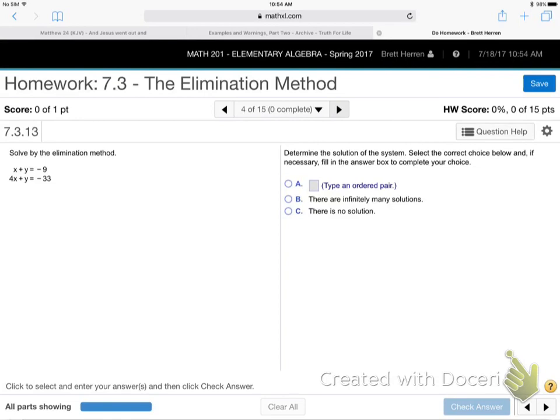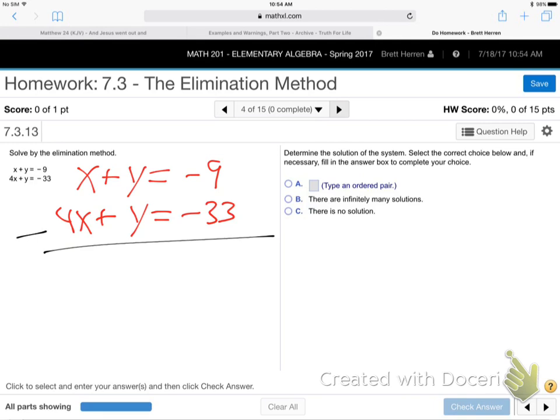So here's what I mean. Let's look. So it's x plus y is negative 9, and 4x plus y is negative 33. Write that down, but I'm about to do something that won't work. So don't do what I'm about to do. I just want to show you that it won't work. It's helpful to see it, but you don't want to do it. So if I was to add right now, it won't work.